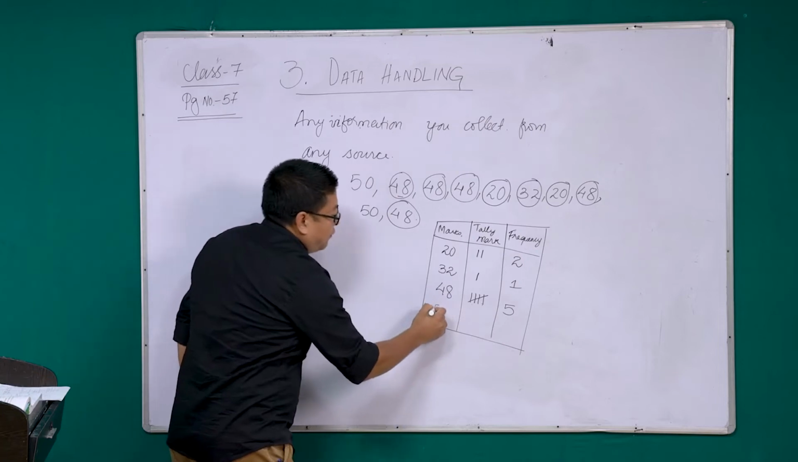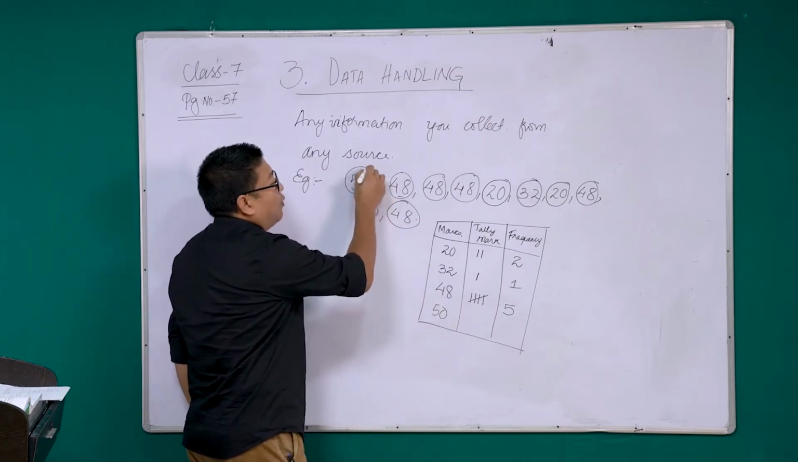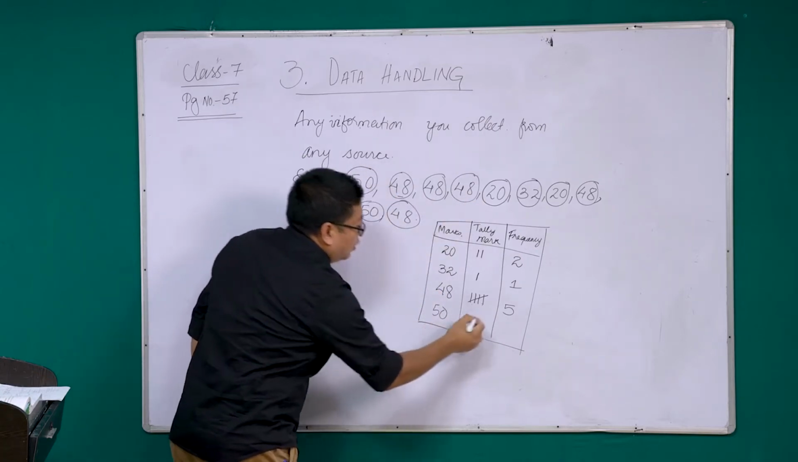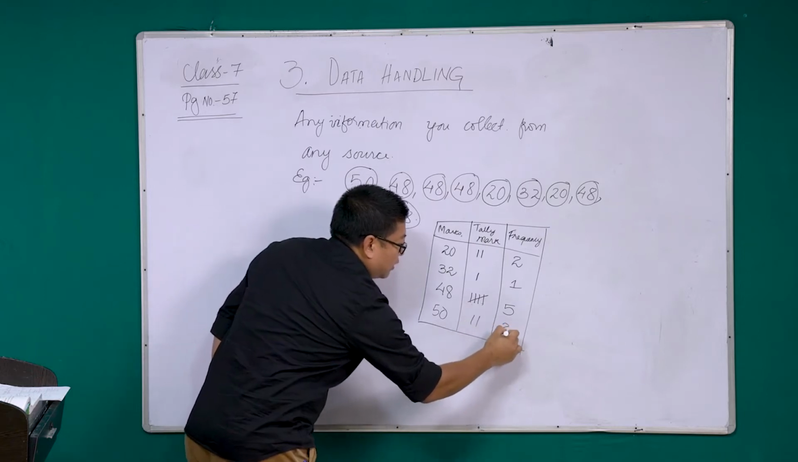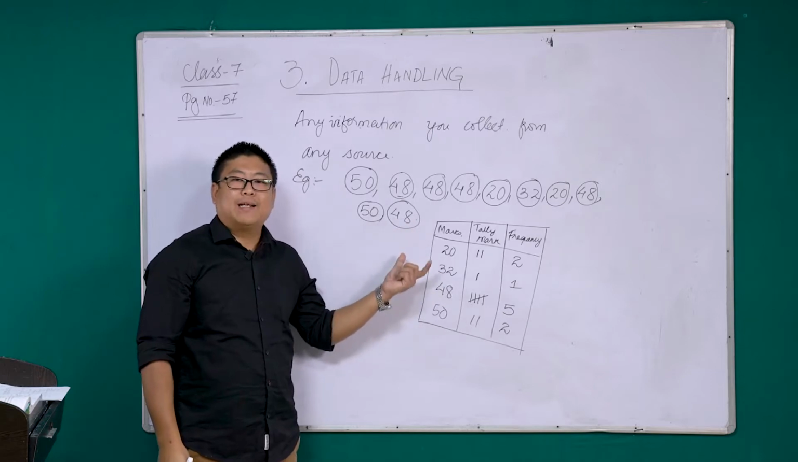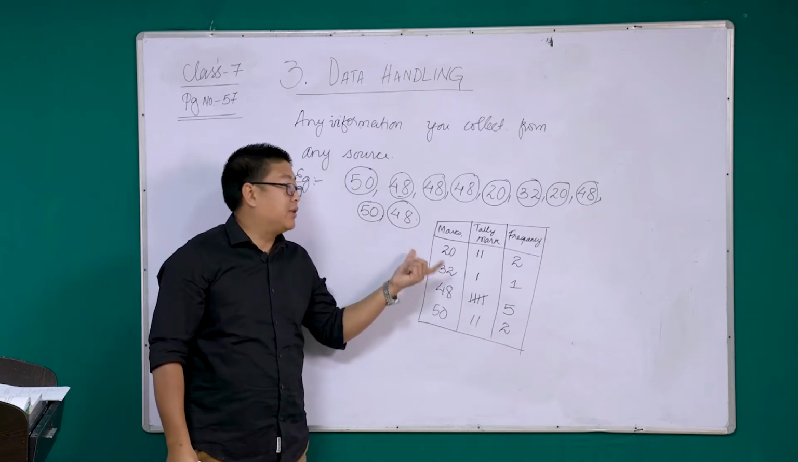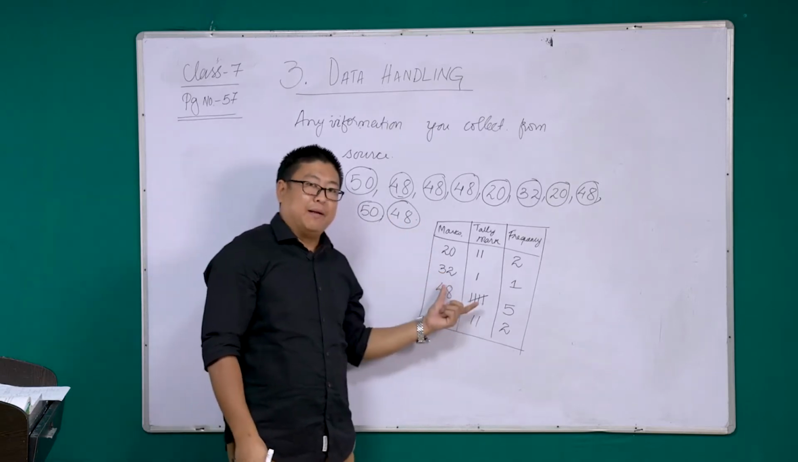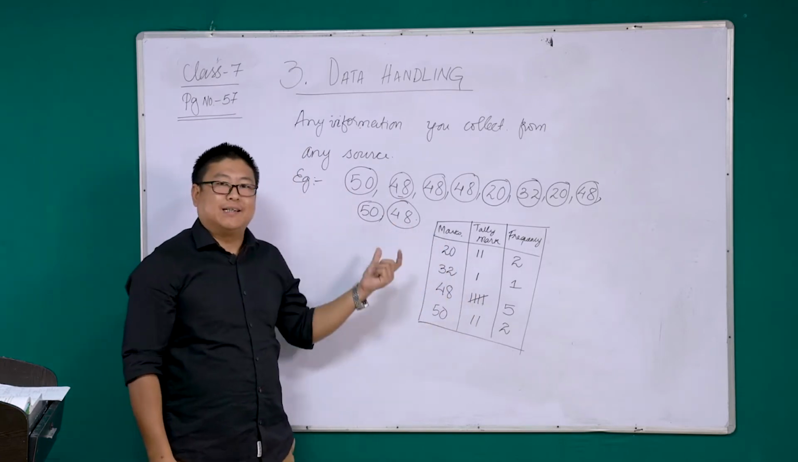Next, we will look for 50. We have 1 and 2. So 1, 2, numerical number 2. Now this is how we are going to organize and tabulate. It's called tabular form or a table. This is how we're going to organize data.